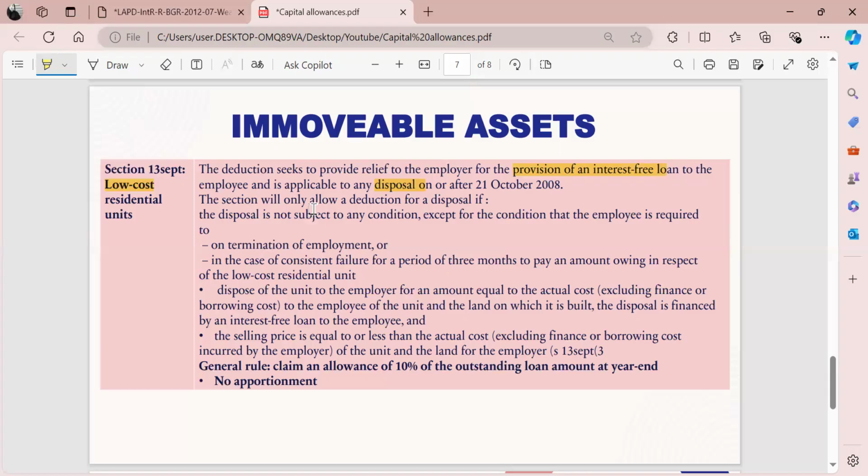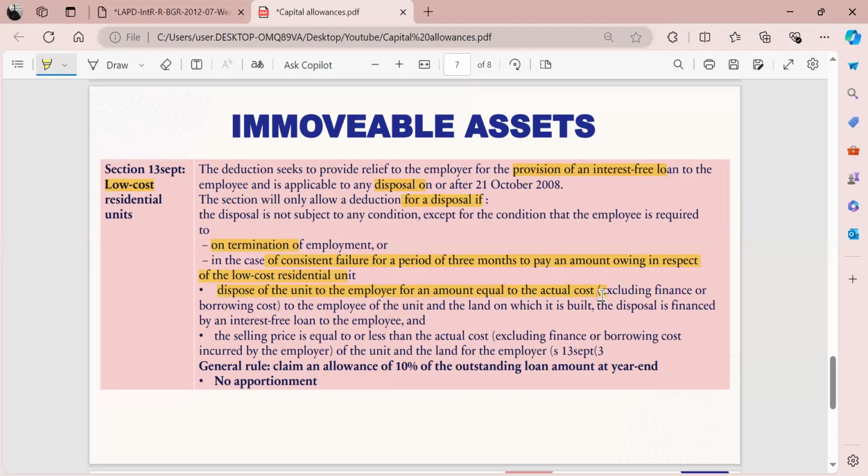This section will only allow a deduction for a disposal. They make reference to disposal there because, like I said, there's a transaction between employer and employee. So this section will only allow for a deduction for a disposal if the disposal is not subject to any condition, except for the condition that the employer is required to, on termination of employment, or in the case of consistent failure for a period of 3 months to pay the amount in respect of the low-cost residential unit, dispose the unit to the employer for an amount equal to the actual cost.